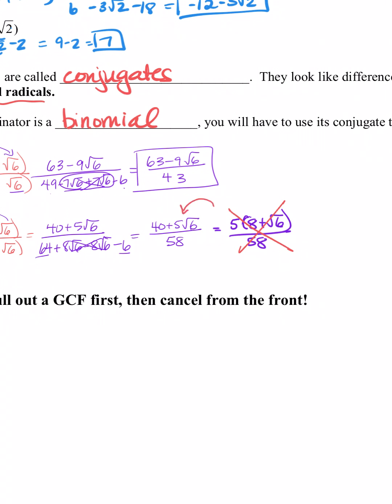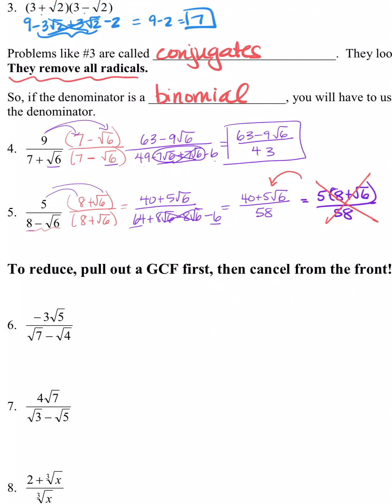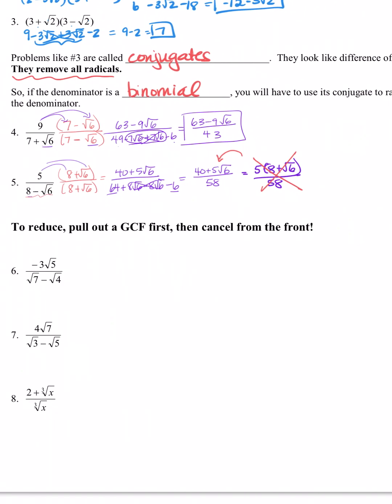All right? Now, what if it does? To reduce, you're going to pull out a GCF first and then cancel it from the front. So when you pull out a GCF, then you can cancel from the front. This is the only way you can cancel. Okay, it's the only canceling allowed. Let me show you why here, okay, as we do this.